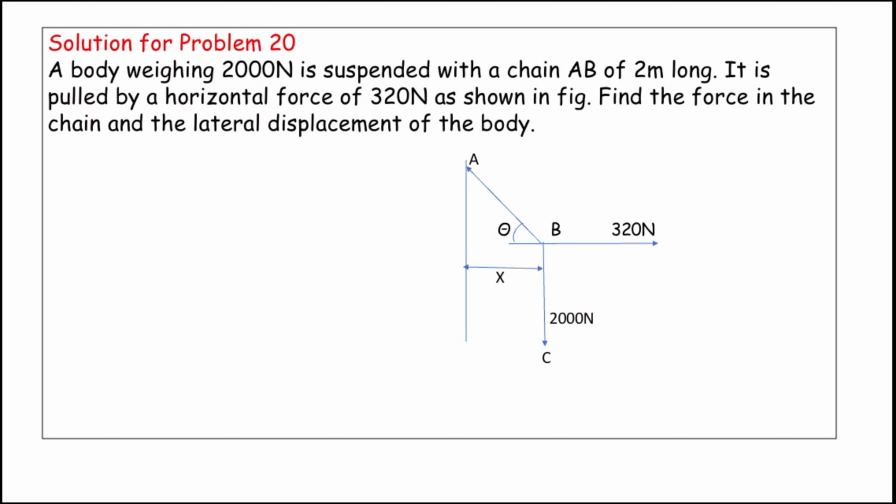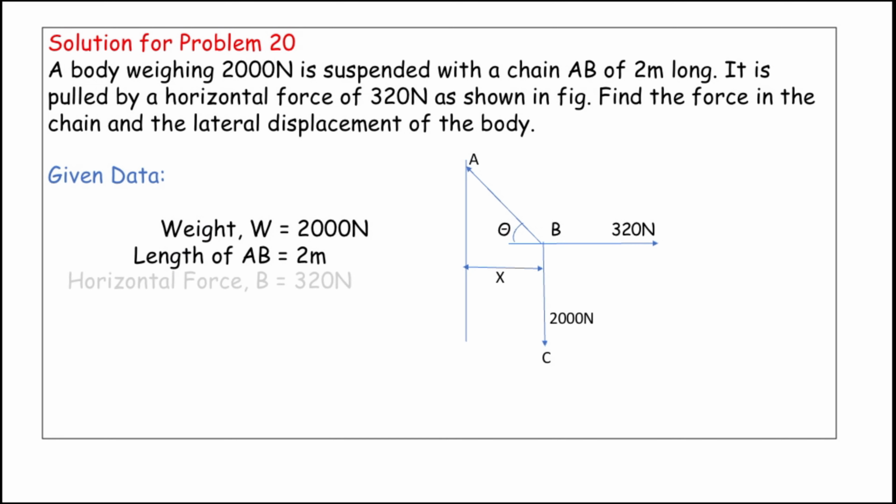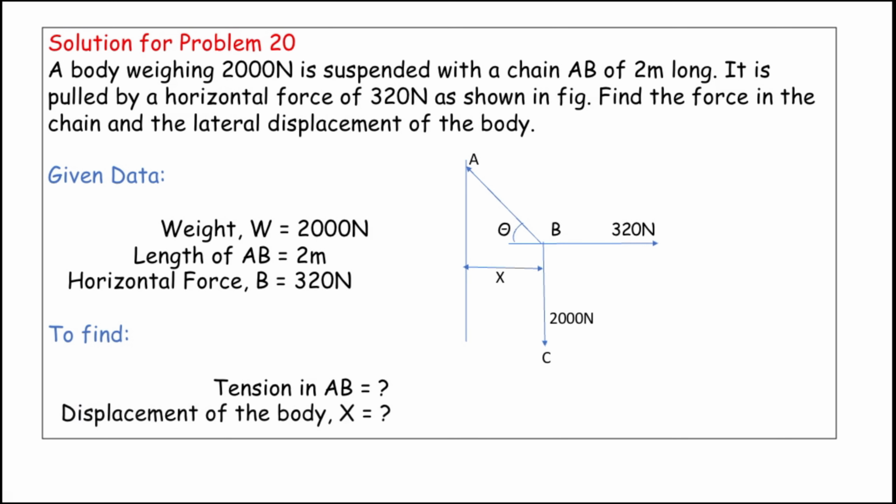Now we are going to the given data. The weight W of the body is 2000 Newton and the length of the chain AB is 2 meter, the horizontal force F is 320 Newton, and we have to find the tension in the chain AB and the displacement of the body X from the wall due to the horizontal force.